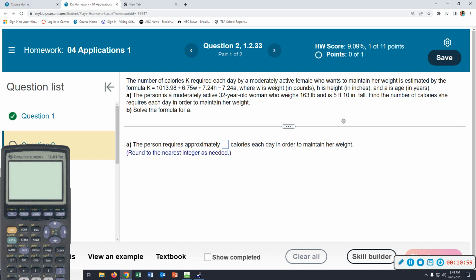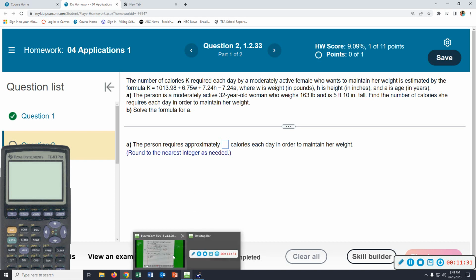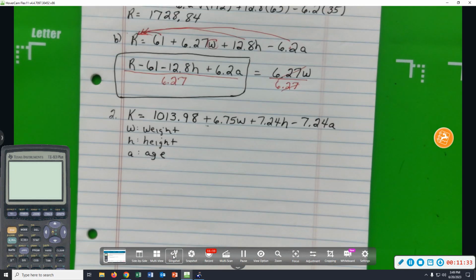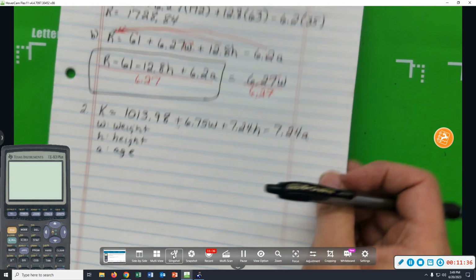So 1013.98 plus 6.75W plus 7.24H minus 7.24A. So W is the weight in pounds, H is the height in inches, just like on the previous one, A is the age in years. So at this point, I've just written down the problem I did on the other one.